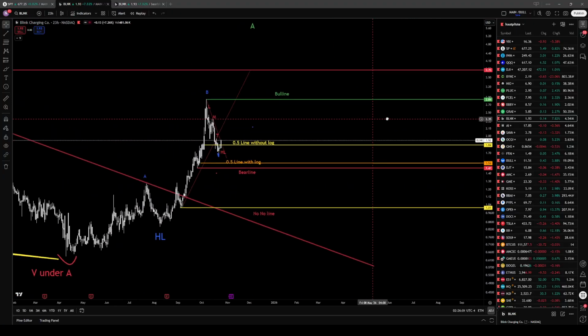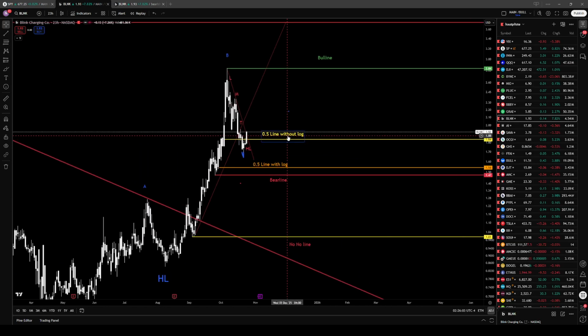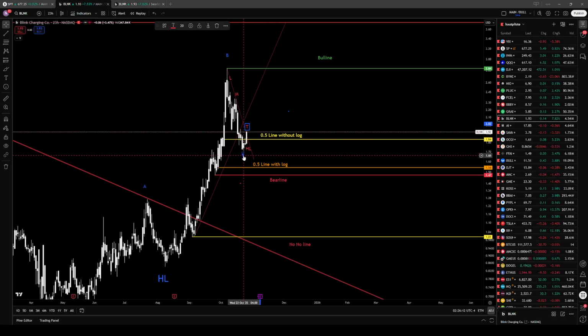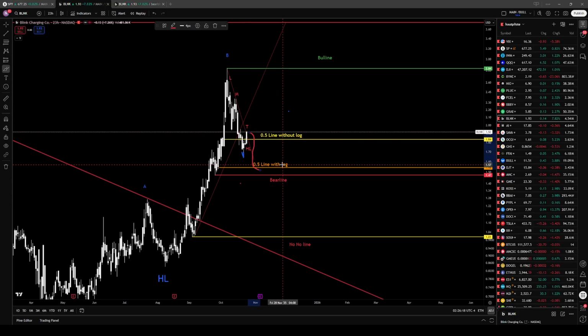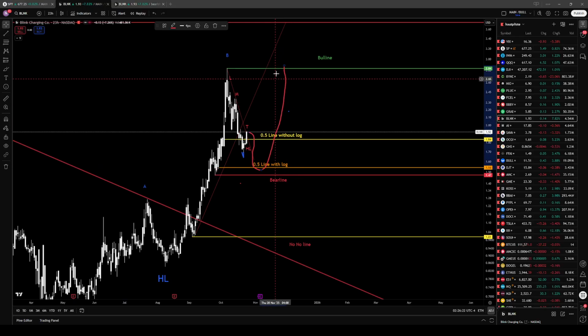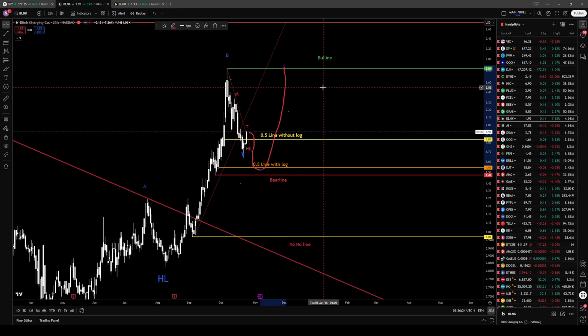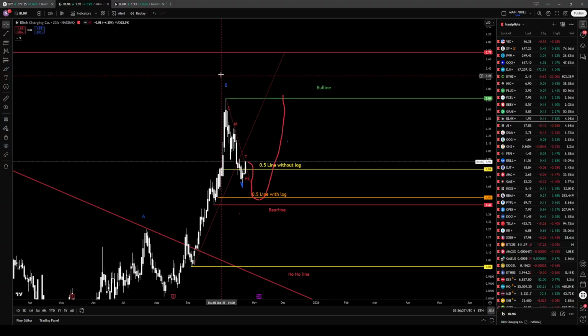For the alternative, the 0.5 without lock is wrong. This right now would be your T peak. The little V and higher low would be wrong, and you would still have to go to your 0.5 with lock, bounce here, and do the same. The levels are the same. You still have to break 282 and go to your A.